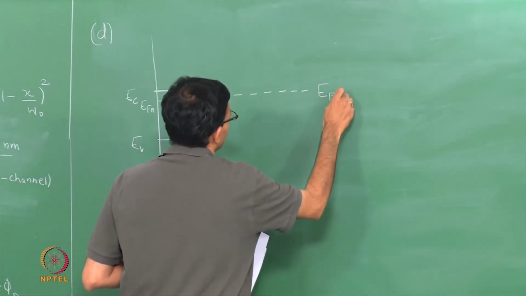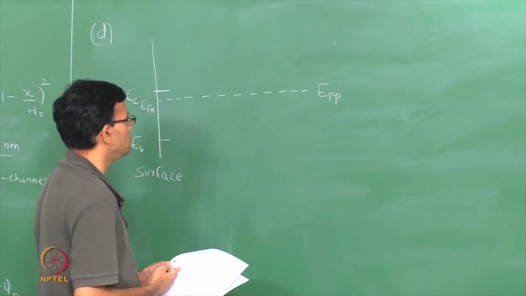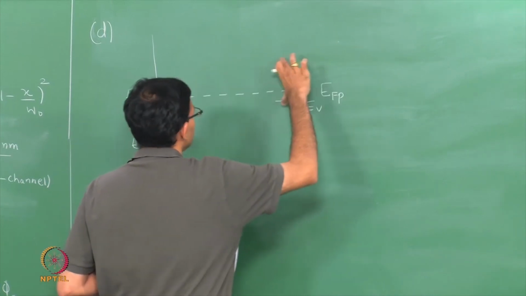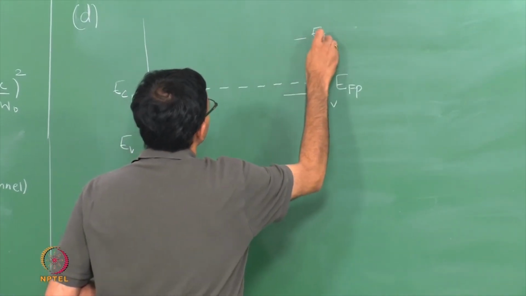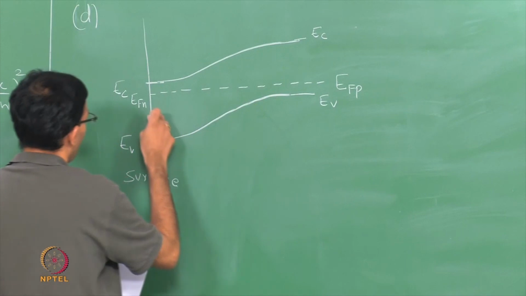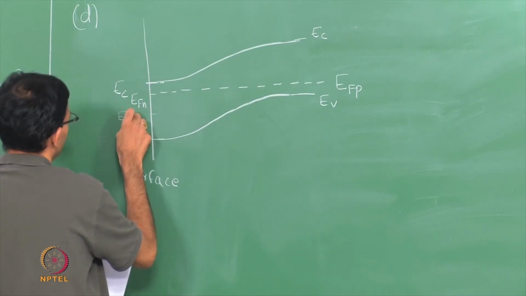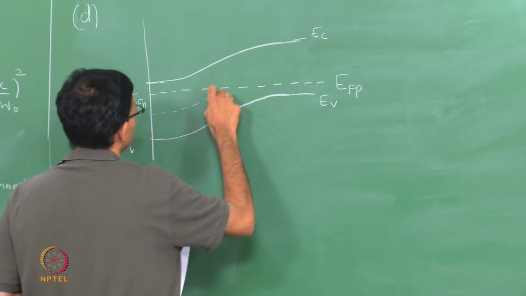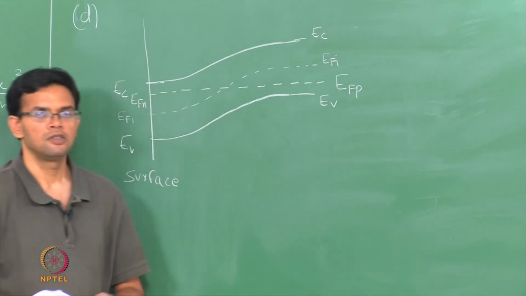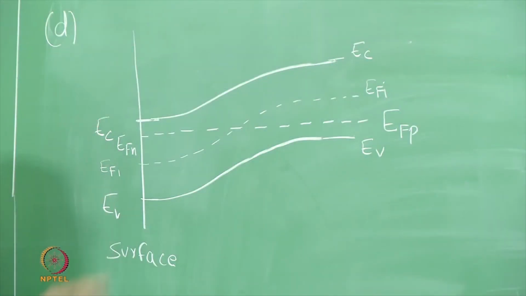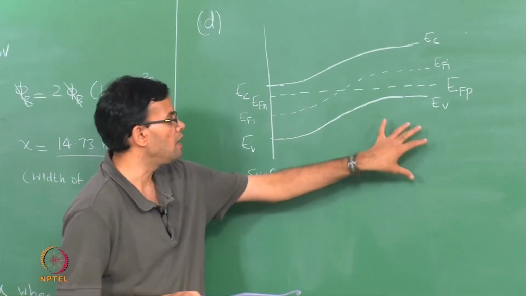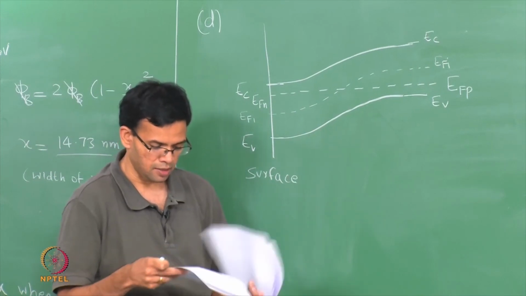So, within the bulk where you have a p type material, this is essentially EFP, this is EV, this is EC. You can also draw EFI. EFI should be at the center. So, this represents how your band diagram changes as you go from the bulk to the surface. Part C is something that I missed.